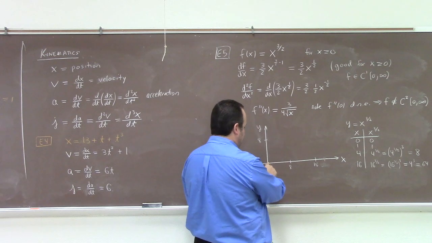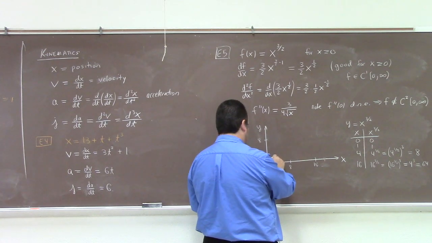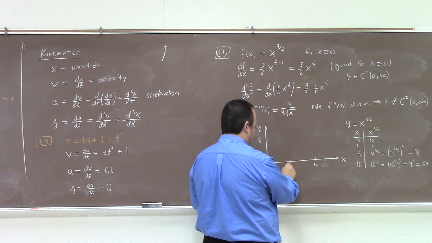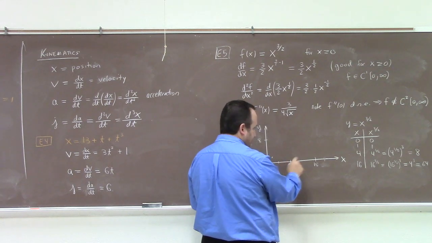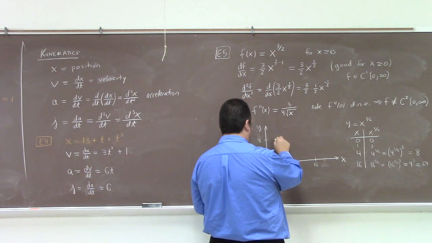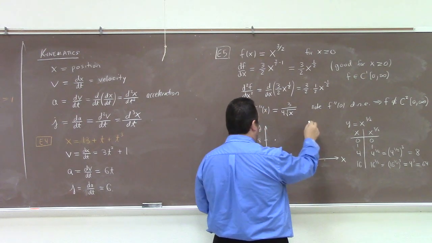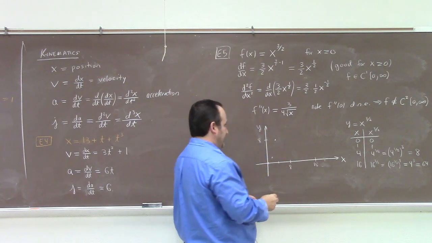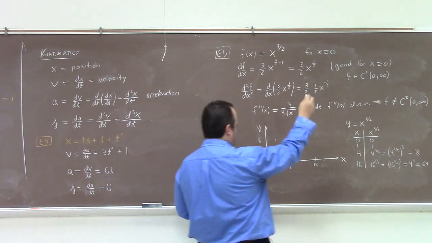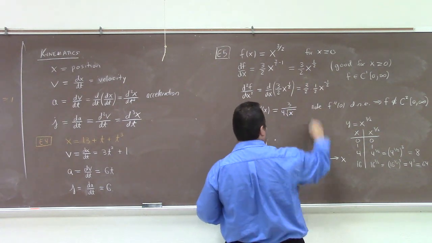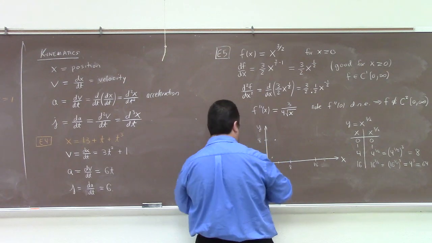So let's see here. 0 goes to 0, 1 goes to 1, 4 goes to what? 8. And 16 goes to 64. Oh, poor choices I've made. That's like up here somewhere, isn't it? All right, anyway, it is what it is.